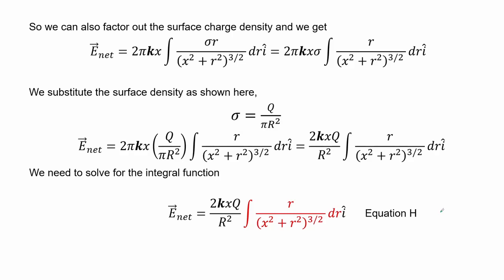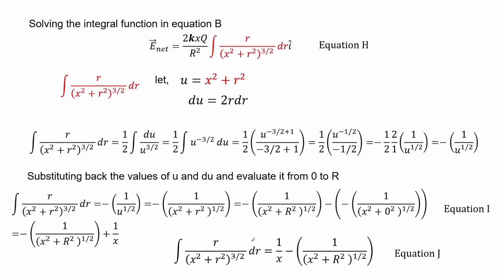We also factor out the surface charge density and further simplify it by incorporating the surface charge density as the total charge Q over the total area of the disk. We then have the function H, where we need to solve the integral function. Considering the integral function and solving it, we evaluate it over the total radius from 0 to r as shown in equation I. Finally, we have an expression for the integral function as shown in equation J.